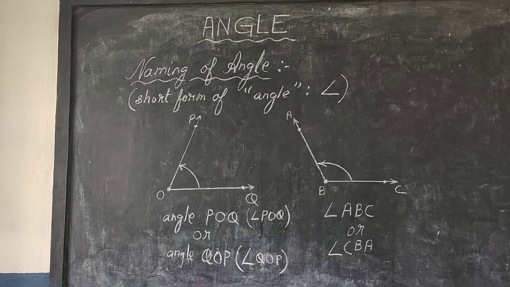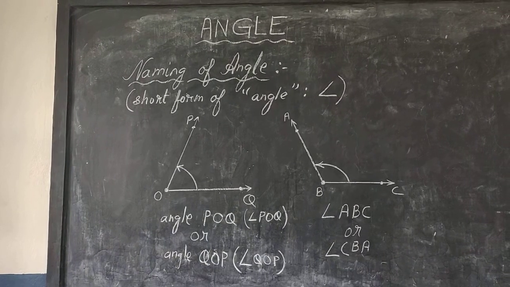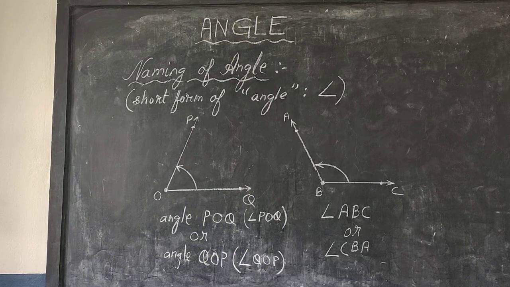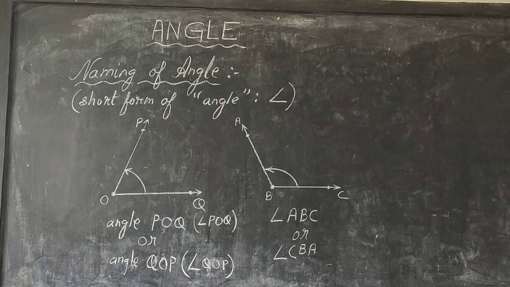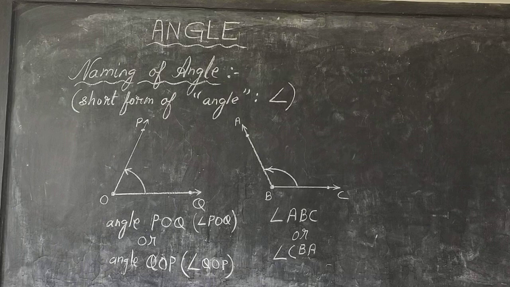Okay, I hope you can see now. Previously in the video the down part was not visible. So angle POQ, short form, in the bracket I have written. And the same angle can be written as angle QOP, and in short form, instead of the word angle, the short form of angle is given. In the second one also, see the angle, B is the vertex, B will be in the center. So the angle can be named as angle ABC or angle CBA. Okay, in both cases B will be in the center.